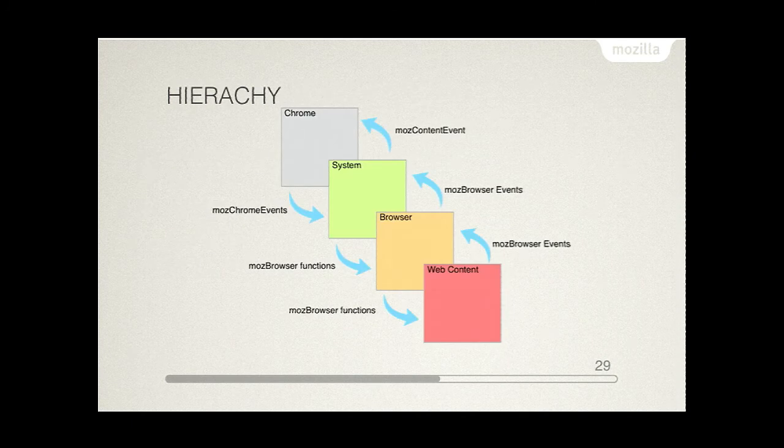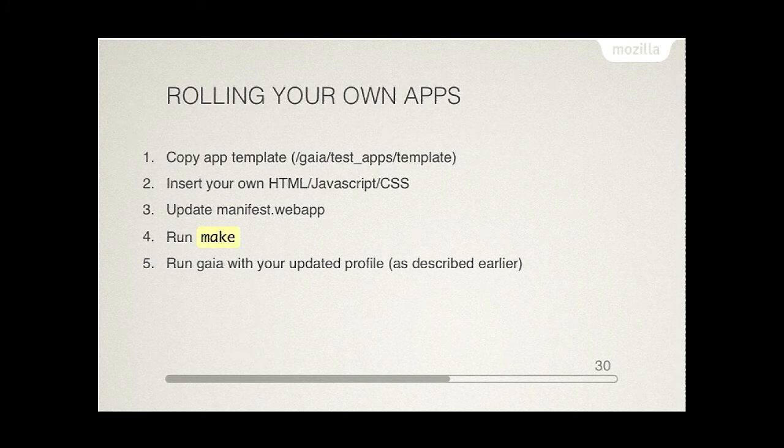So if you want to actually see this, it's all well good for me to say this, but I want to show you actually how to poke around and actually see some of this stuff. So the easiest way to do it is actually write your own apps. Apps are just HTML, as I've said. There's a template inside the guide directory. You just copy that template. It's literally just a manifest file. You change the name of the app, put in your own HTML, JavaScript, and CSS, and then change the manifest, run make inside the guide directory, and then you just run with your profile.